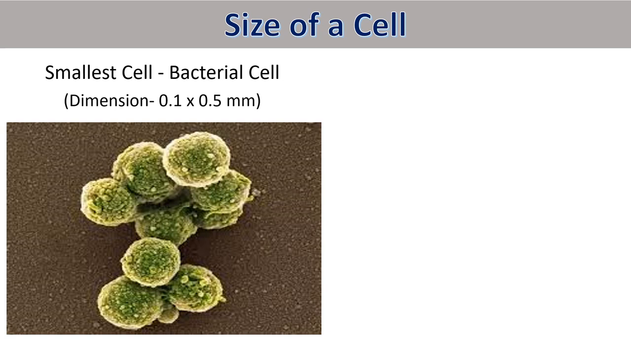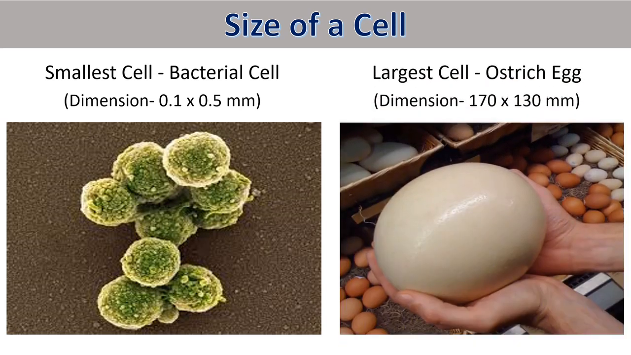Children, the smallest known cell is the bacterial cell, mycoplasma. It ranges from 0.1 to 0.5 micrometer. And the largest cell is an ostrich egg, and its dimensions are 170 by 130 millimeter.